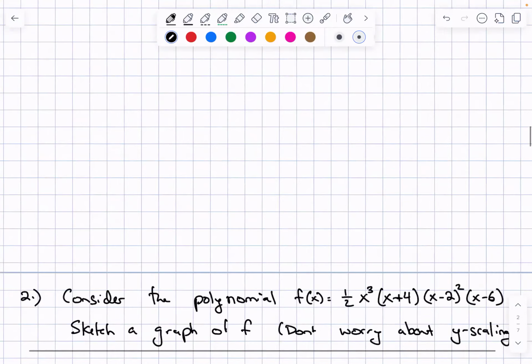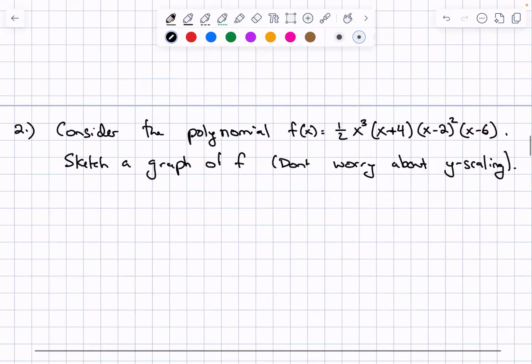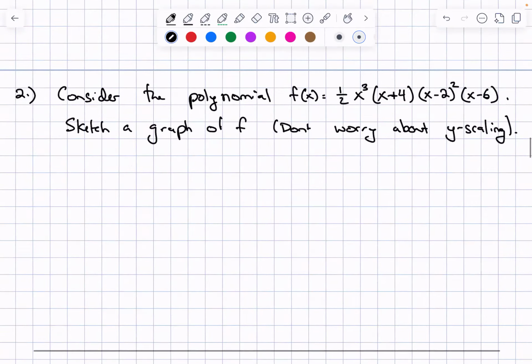Next, we'll move on to question two, which says consider this polynomial, which has been given in factored form, and we need to sketch it. So as a reminder, when it comes to sketching a graph of a polynomial, we need to know its zeros and their multiplicities, and we also need to know its end behavior. And we also need to know its y-intercept. We're not going to worry about y scaling.